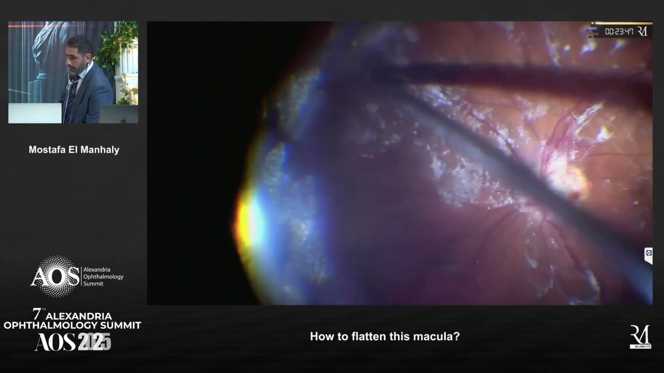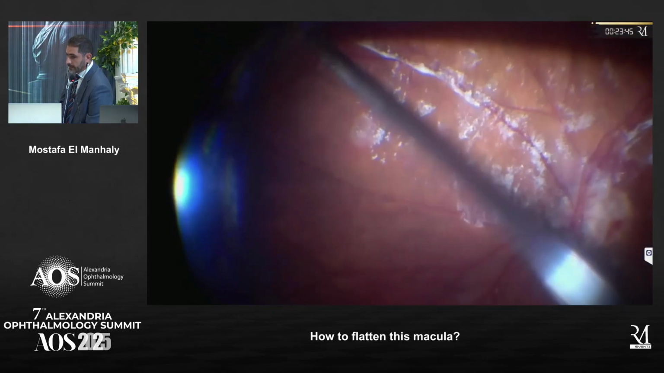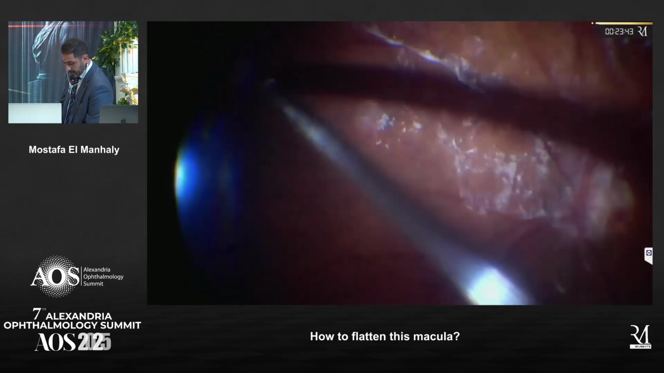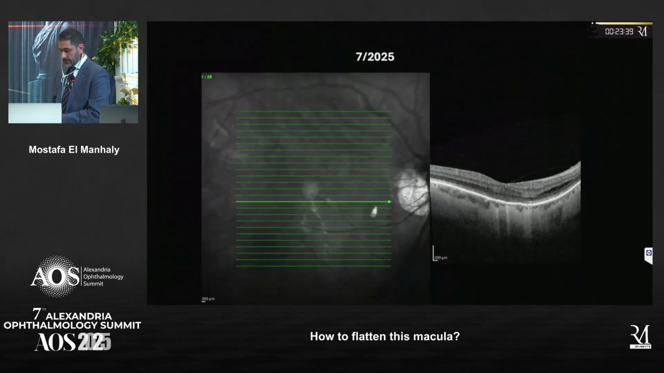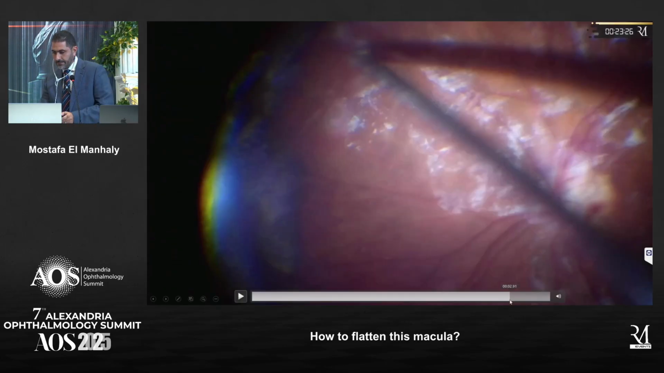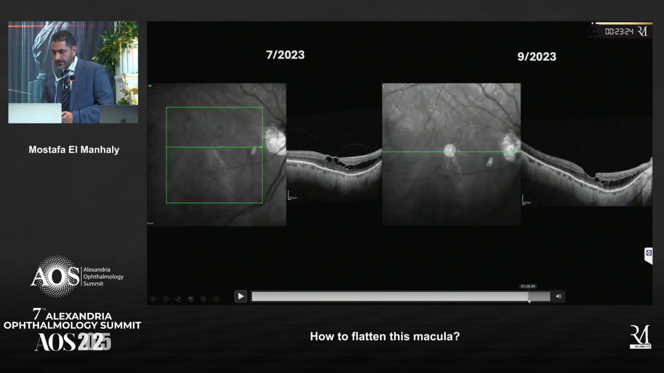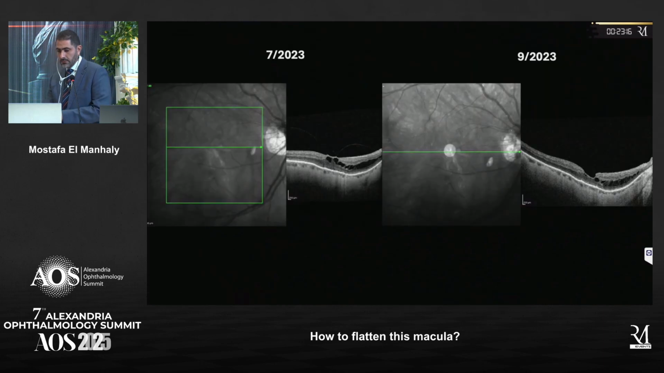And again, you have to detach the posterior hyaloid up to the periphery, to the vitreous base, to avoid any traction in the future. And this was 2 months later. After 2 years, there was complete flattening. This is the preoperative before surgery immediately. At this point, the vision was like 0.2. And then 2 months after the surgery, the vision improved to 0.4.